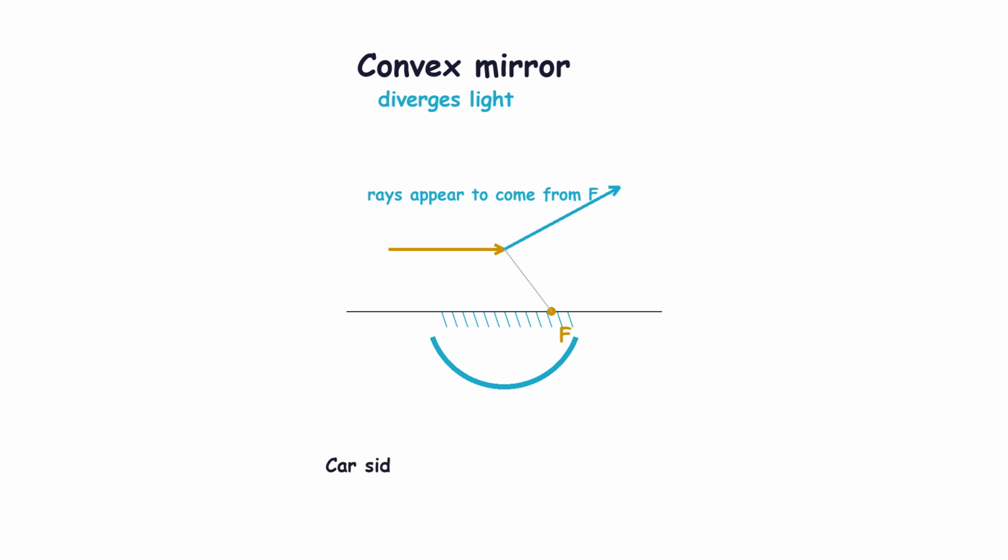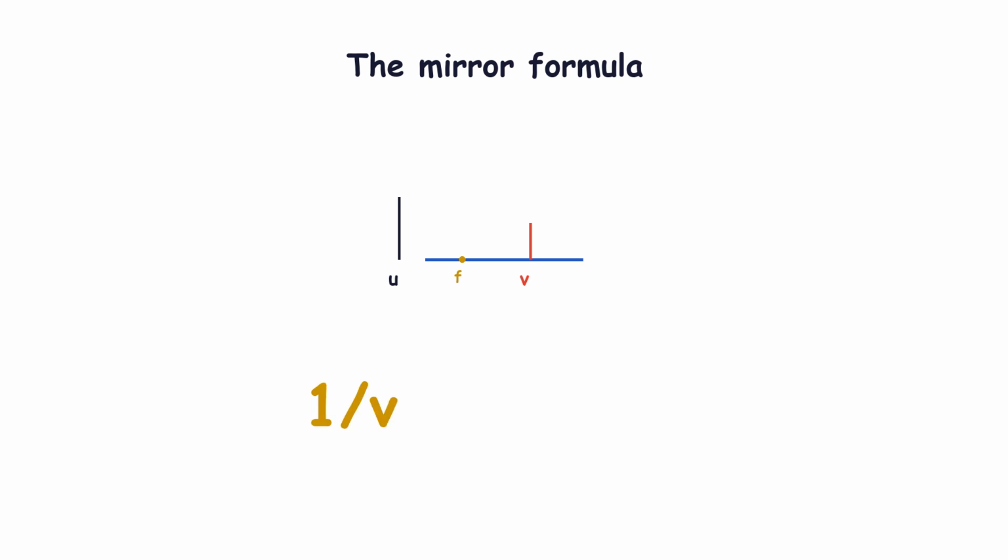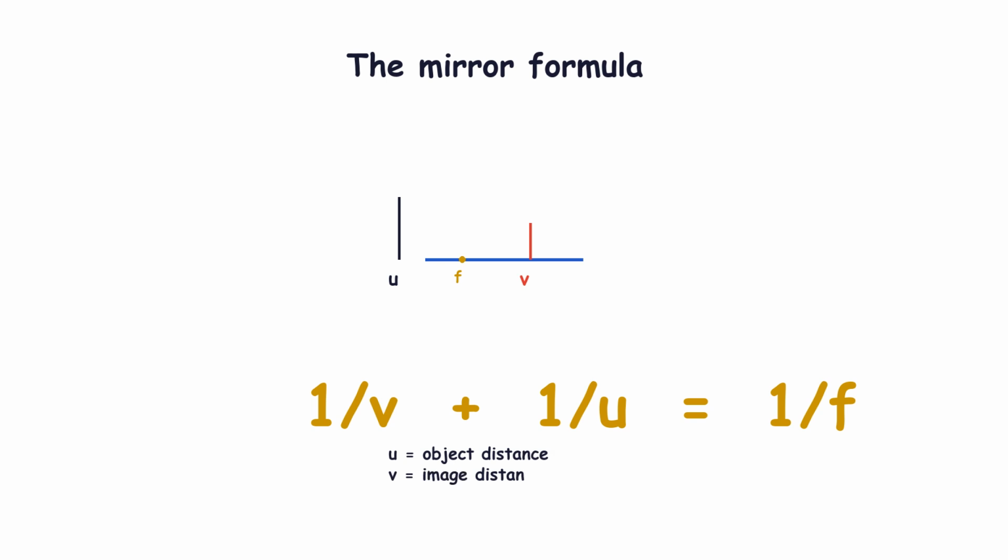One formula solves every mirror problem. 1/v + 1/u = 1/f. Memorize this. It is your master key for every numerical in this chapter.